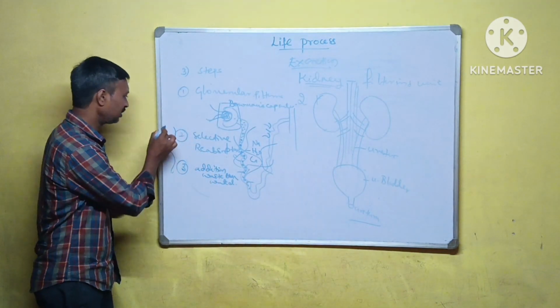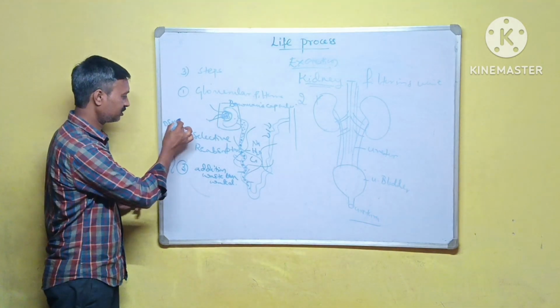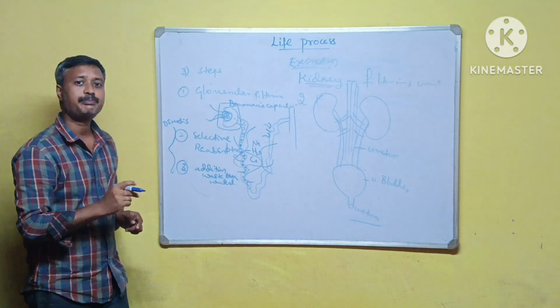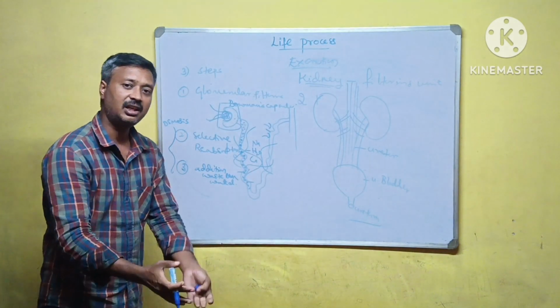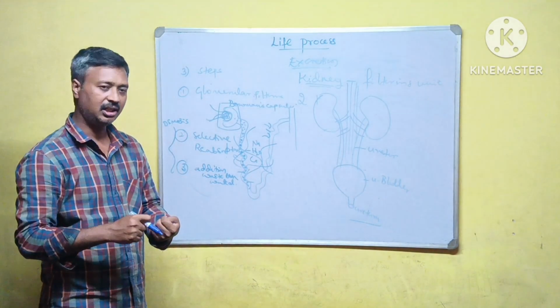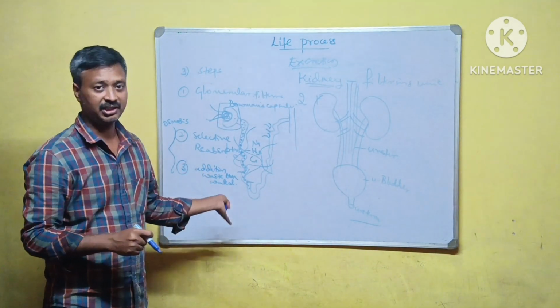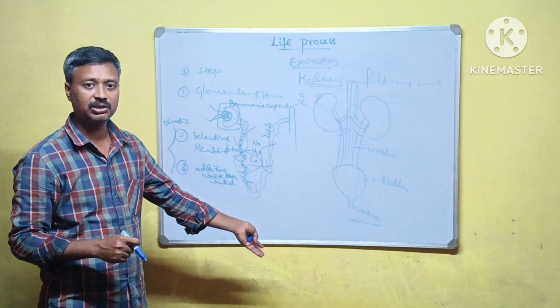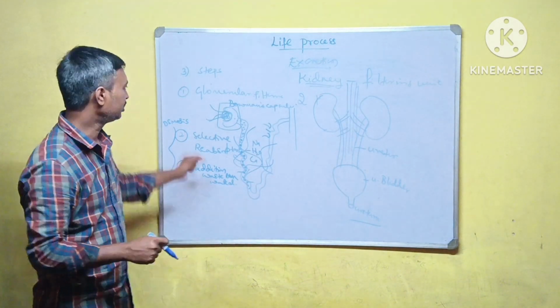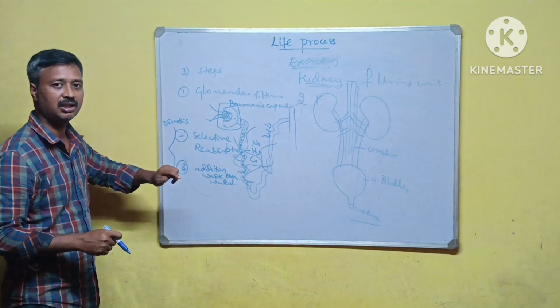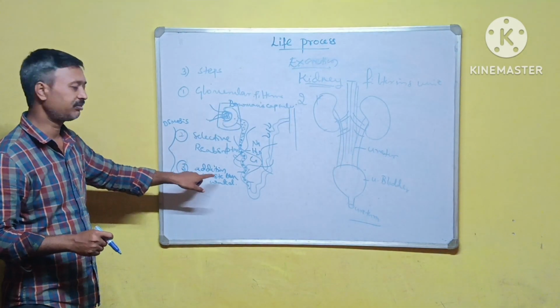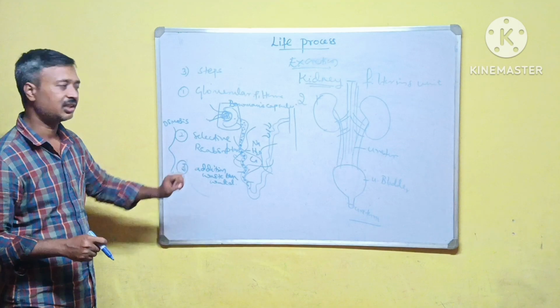These two processes take place by osmosis. By a simple osmosis process, the blood takes the wanted material, and the unwanted material is added into the filtrate. Three stages: glomerular filtration, selective reabsorption, and addition of waste into the filtrate.